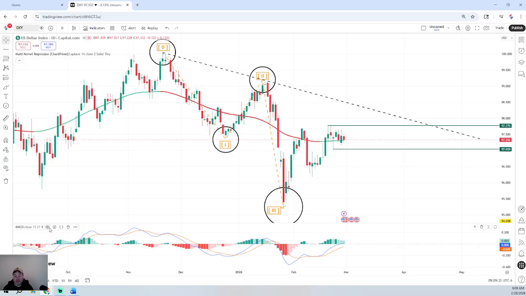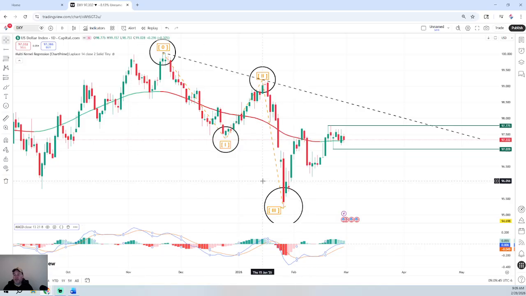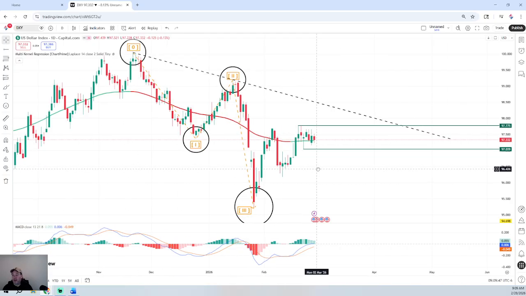Alright, so MACD, let's change this here. Go into our settings. For fast length, we have this at 13, 21, and then the signal length is 8 once again, with the EMA for both the oscillator and the other one. Just want to make sure I go over that for variables. Alright, so we have the MACD.